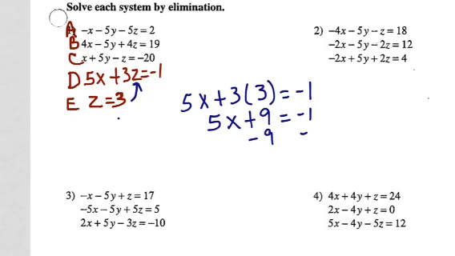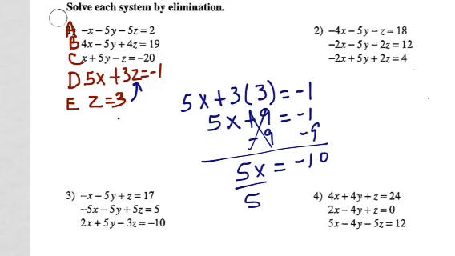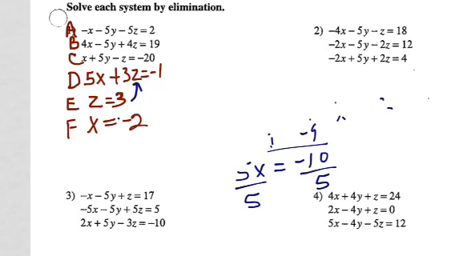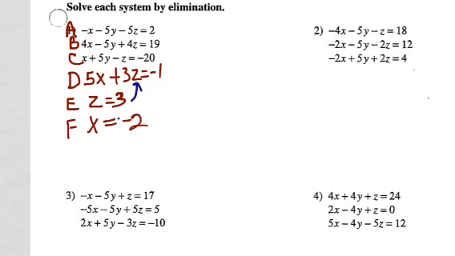We subtract 9 from both sides. That gives us 5x equals -10. Divide both sides by 5, and we see that x is equal to -2. All right, now we've got the values of two of our variables. Now we can find the equation that those will plug into, which is any one of the equations.